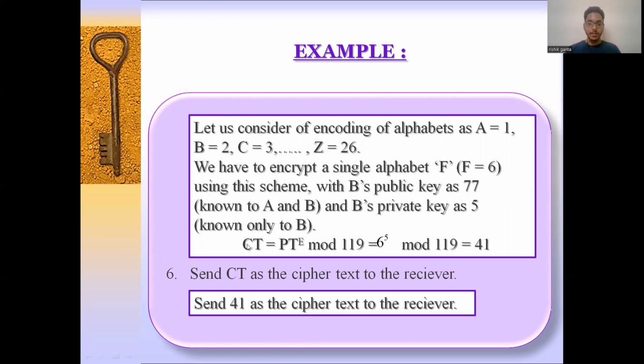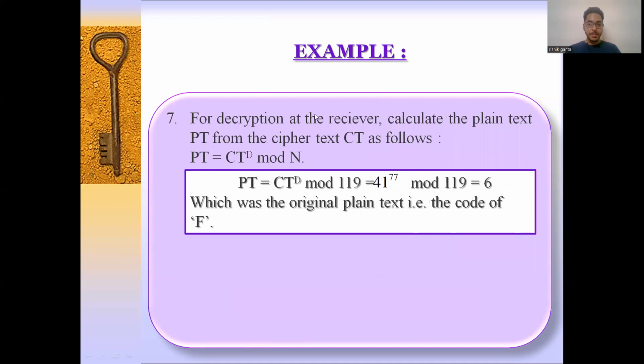Now the ciphertext is generated as CT equal to PT to the power E mod 119, that is equal to 6 to the power 5 mod 119, which is 41. Send CT as the ciphertext to the receiver. For the decryption at the receiver, calculate the plain text PT from the ciphertext CT as follows: PT equal to CT to the power D mod n, that is 41 to the power 77 mod 119, which is equal to 6, which is the original plain text, that is the code of F. Thus, it is decrypted successfully.